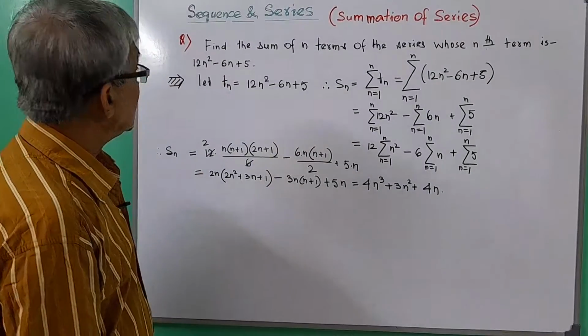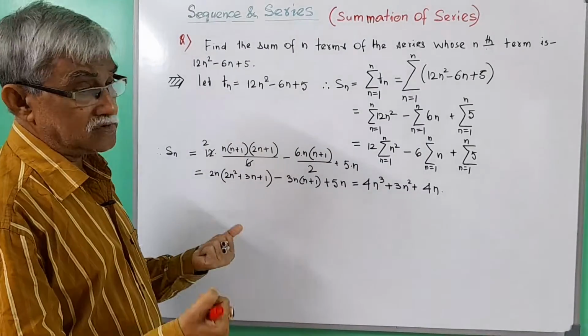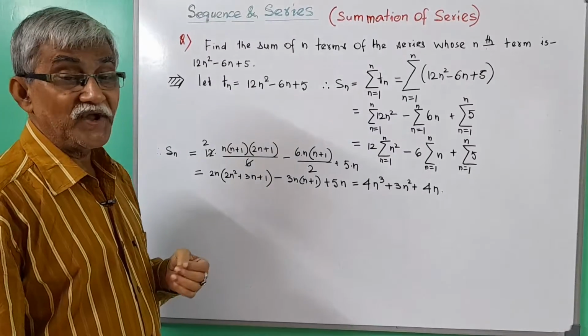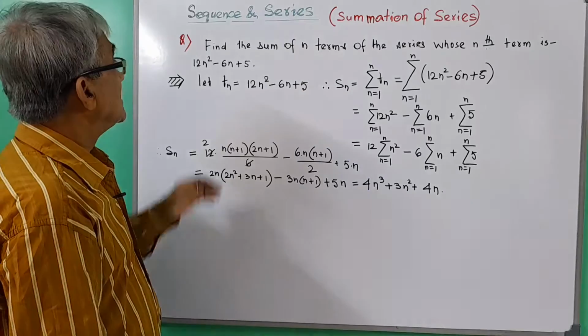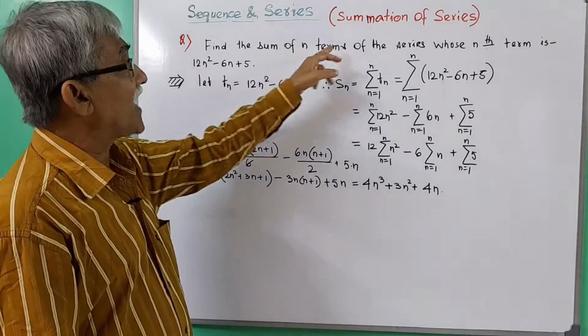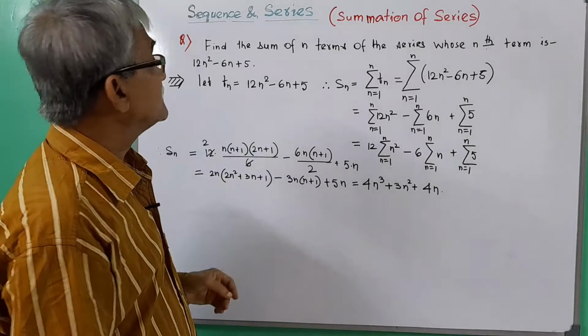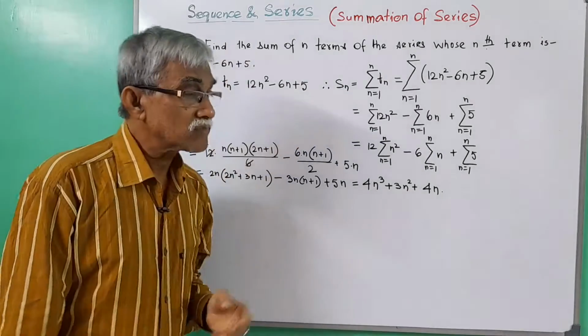So, this you have to remember. Now, let us work out a few problems based on the summation of series, taking the help of the formulas that we have already established. The first question is, find the sum of n terms of the series whose nth term is 12n square minus 6n plus 5.